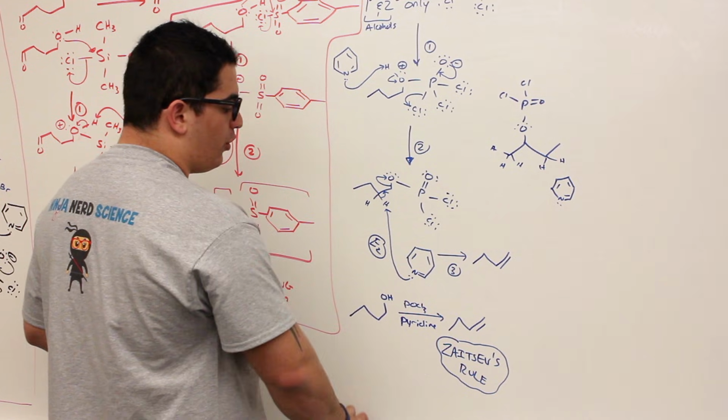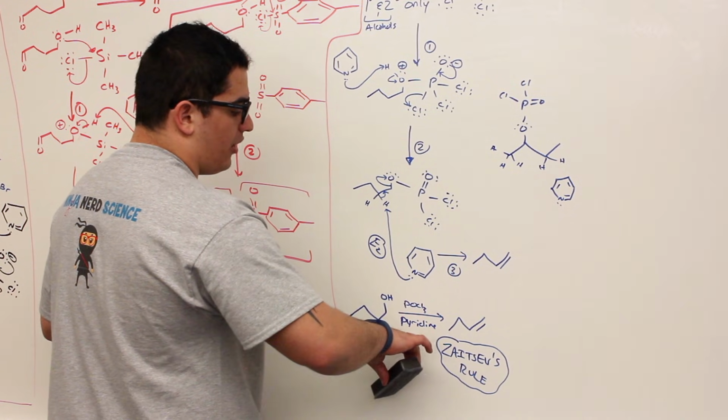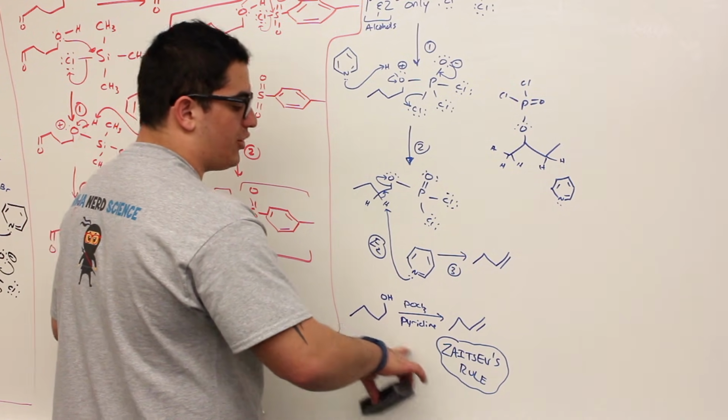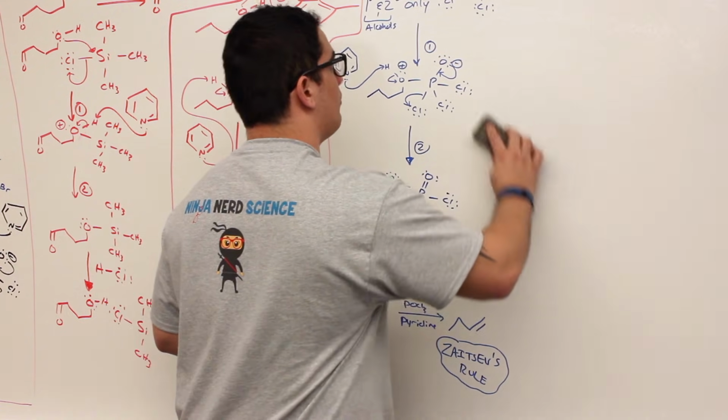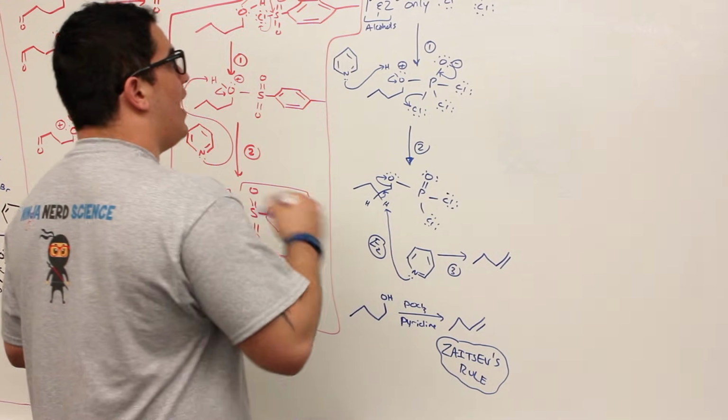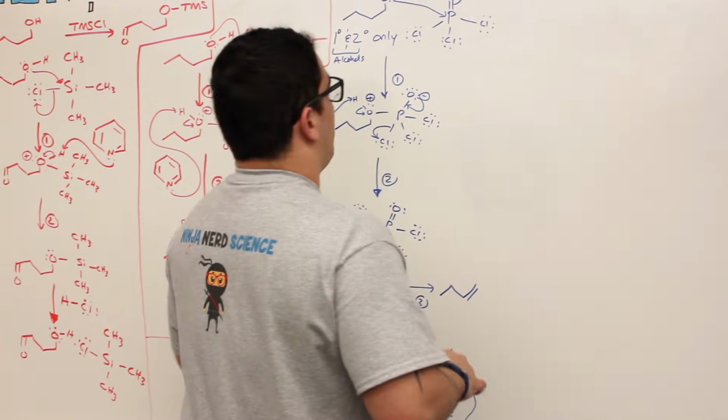Okay, so whenever you're doing this reaction with POCl3 and pyridine with an alcohol, just make sure you're always getting Zaitsev's product by following Zaitsev's rule. Okay, let's do the next alcohol reaction where we eliminate it.